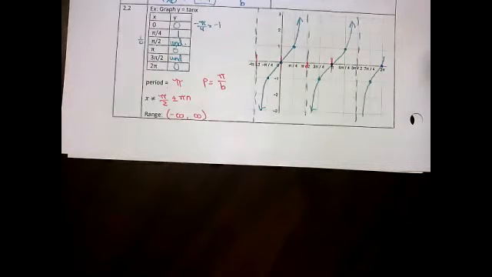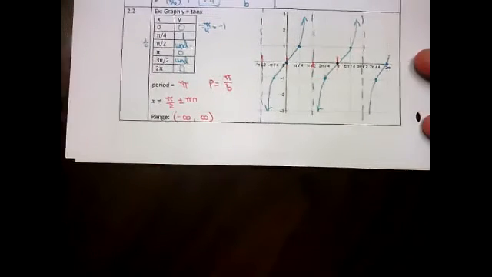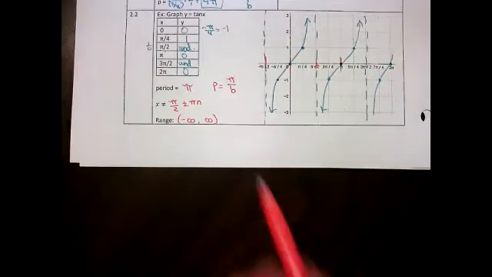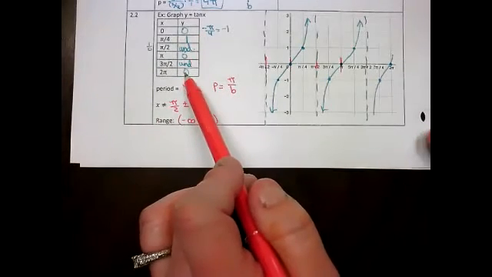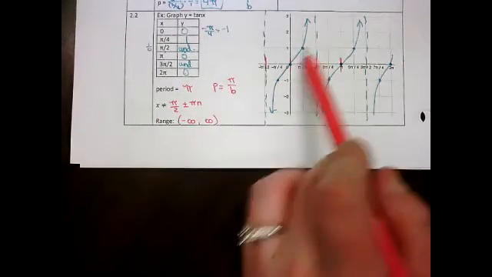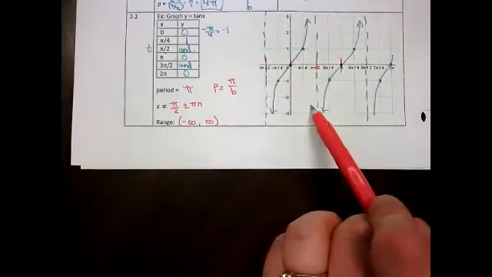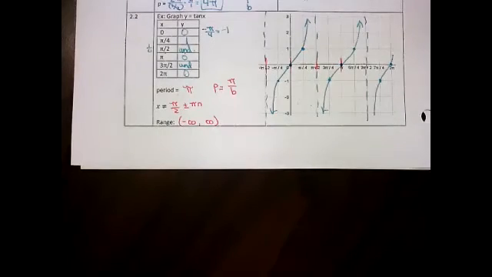So that is my parent function for my tangent. Make sure you memorize this one. And once again, you don't want to have to do a table every single time you do this. You want to have this memorized so you know what the parent function looks like, and then you can work from there.